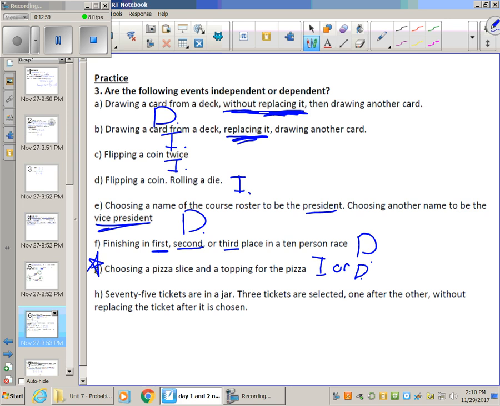All right, and then H says 75 tickets are in a jar. 3 tickets are selected, one after the other, without replacing the tickets after each is chosen. If I'm not replacing it and my probabilities have changed, it's dependent. All right, so we've learned outcomes, we've learned independent and dependent events. Good so far?